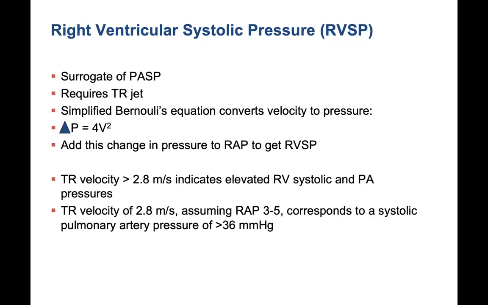And then you're going to add this change in pressure to the right atrial pressure to give you that PA pressure, or that RVSP. And then this is just a cutoff I have in my mind: if that velocity is greater than 2.8, we already know that we're going to have an elevated PA pressure. Even assuming the right atrial pressure is 3 to 5, you're already getting greater than 36.